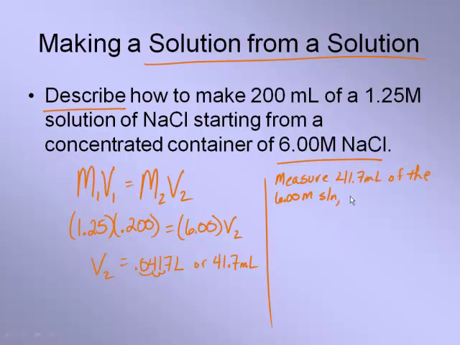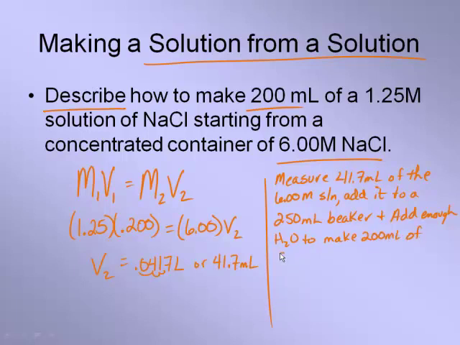How much solute? Add it to a 250 milliliter beaker. Why am I using 250? Because I only need 200 milliliters. So I want a beaker that's just big enough to hold all my stuff. And the key phrase, add enough water to make 200 milliliters of solution. By the way, I failed to mention, SLN stands for solution. And of course, stir. And that's how I make a solution from another solution. Okay?